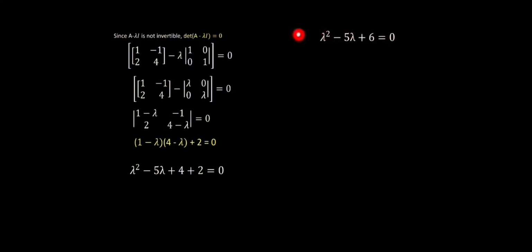But to find our eigenvalue 1 and eigenvalue 2, we must factor this. It means we need two numbers that multiply to 6 and add to negative 5. Which means we got lambda equals 2 or lambda equals 3. We got this.